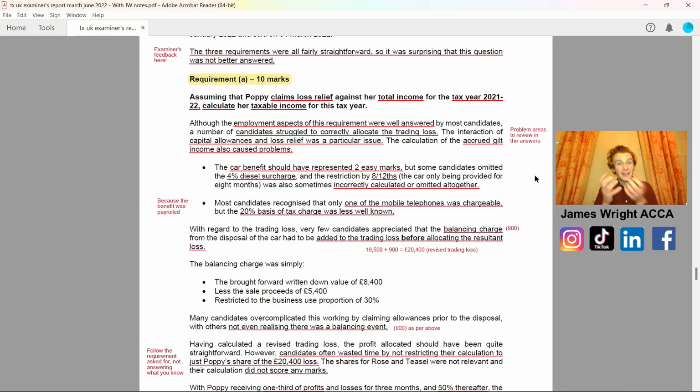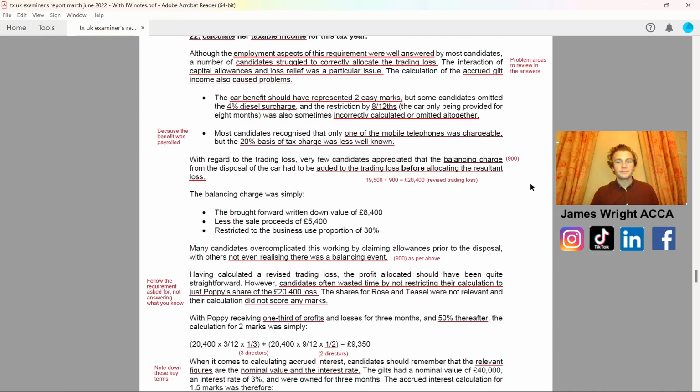Again, look how they're even identifying here. The external is saying 2 easy marks for car benefit, the 4% surcharge for it being a diesel car. But then some students incorrectly calculated, completely missed it or omitted it altogether. We had 2 mobile phones, so 1 was chargeable, and we had a 20% basis for tax, which was less well known on there because it is charged at the basic rate.